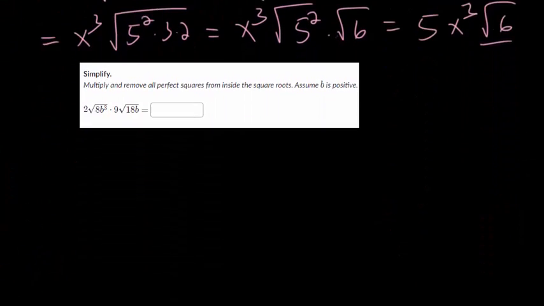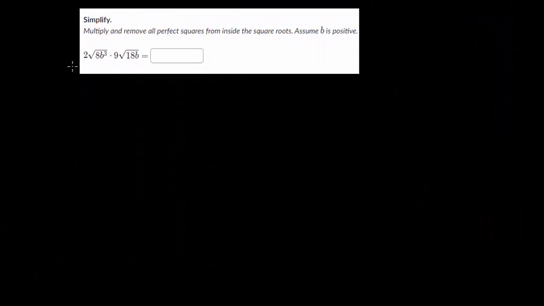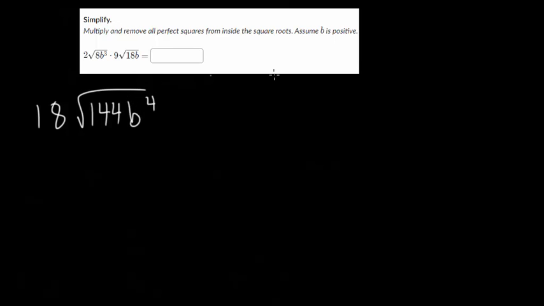So let's keep solving these. So again, we're simplifying. We'll combine the outside and the inside terms. So we get 18. 2 times 9 is 18. And then 8b cubed times 18b. So 8 times 18. 8 times 10 is 80. 8 times 8 is 64. 80 plus 64 would be 144. And the b cubed times b would be b to the fourth.